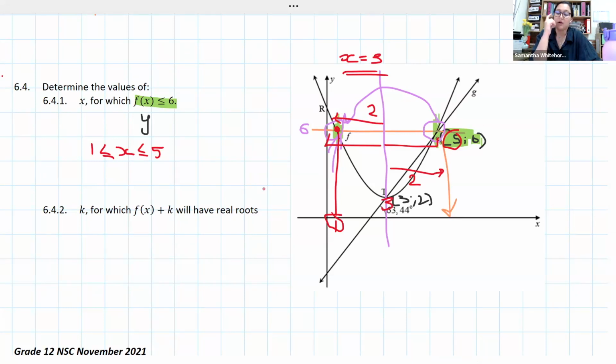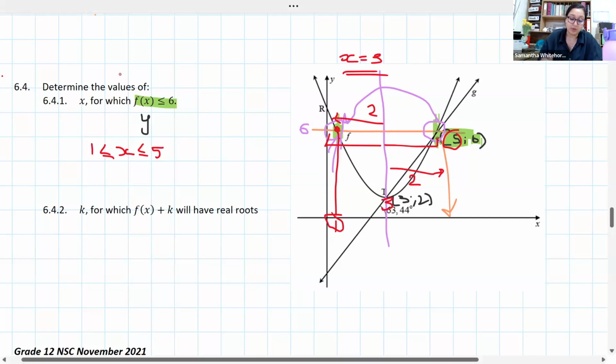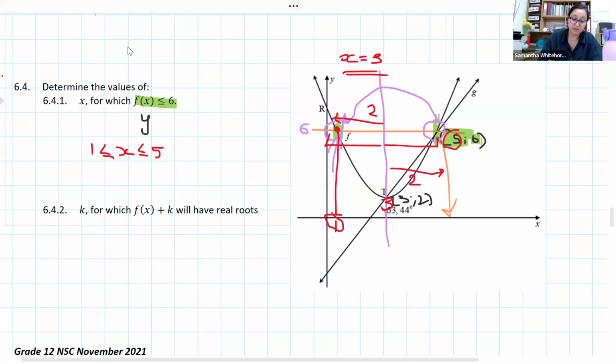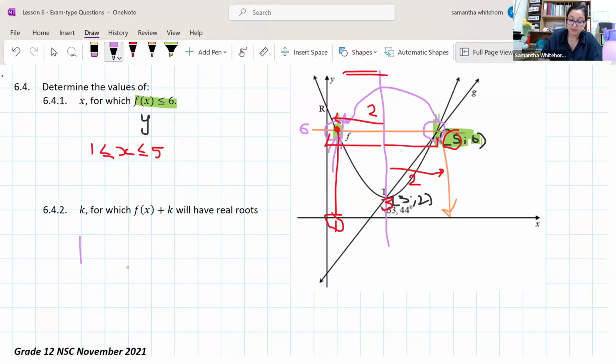This is a question that typically we don't like. I feel like whenever we see this f of x plus k or f of x equals k, we panic a little bit. It is not a hard concept. It's understanding what it's saying to you about the roots. That's all it is.